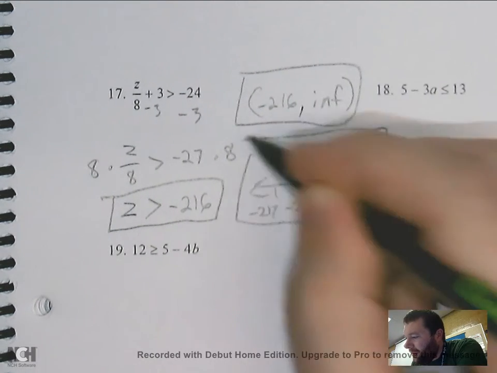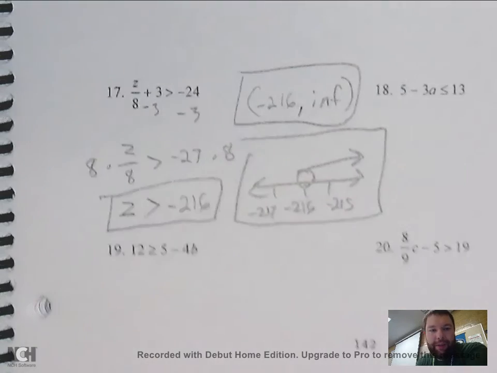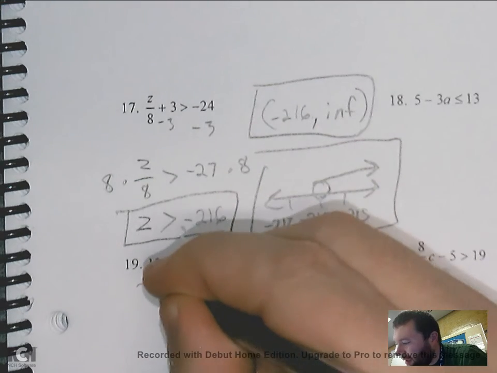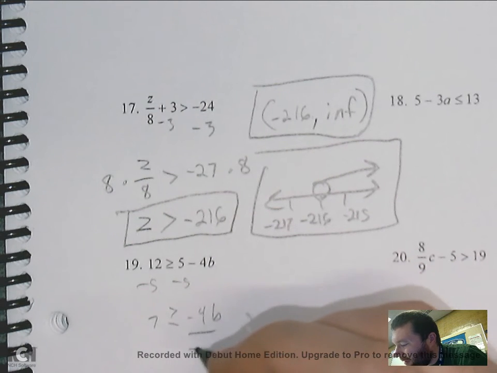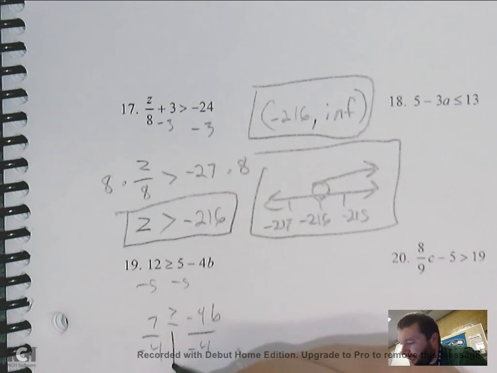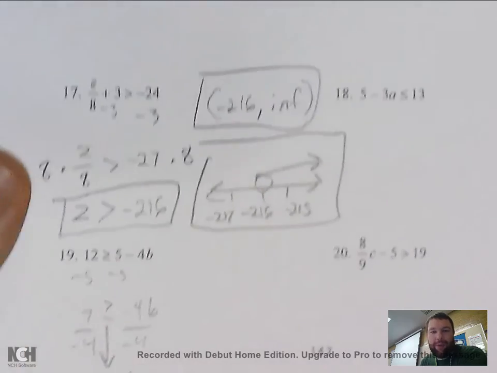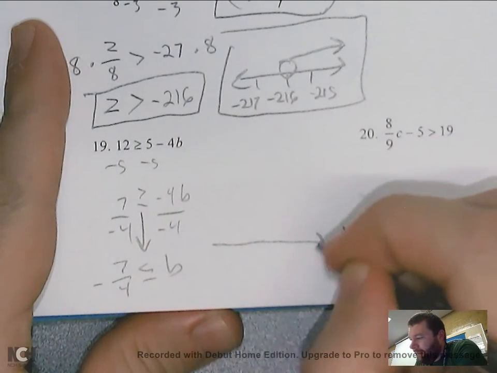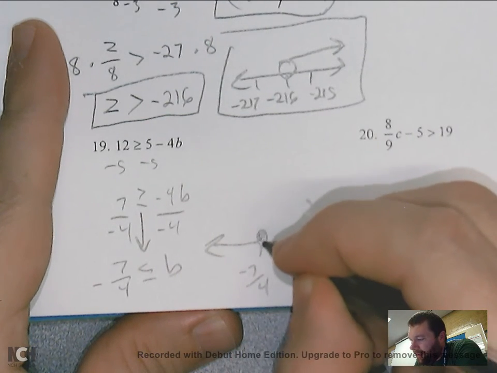Okay. Just to kind of show you guys what it would look like with a square bracket, with an equal to. I'm just going to do this real quick. So minus 5 is 7, greater than or equal to negative 4. So this is a fraction. Okay, so b would equal, well, actually, flip the sign because it's divided by a negative. So negative 7 over 4 is less than or equal to b. So to do the interval notation on this one, again, the graph, and I'm just doing this quick, so I'm just going to do one, negative 7 over 4, would have a closed circle on it.